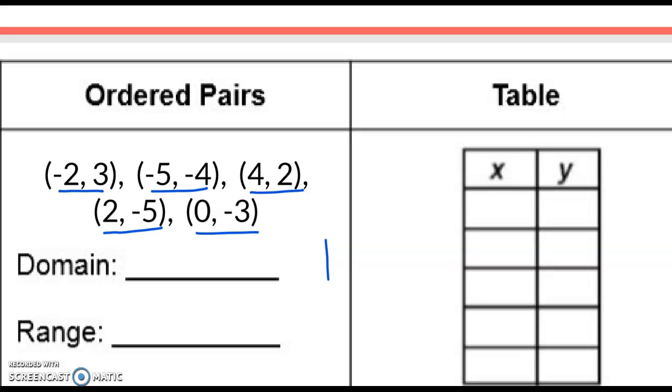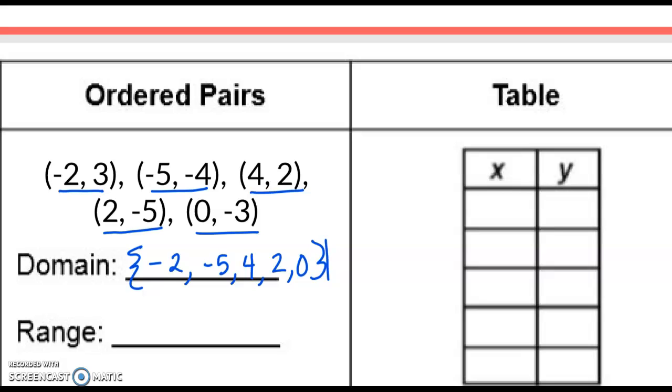It's asking for our domain first. That would be all of our x values. And usually they put a little bracket there. If you can't draw that bracket, it's kind of hard. Remember, you can just do the squiggly line. But I'm just going to list out all of the x values. So the x values we have here: -2, -5, 4, 2, and 0.